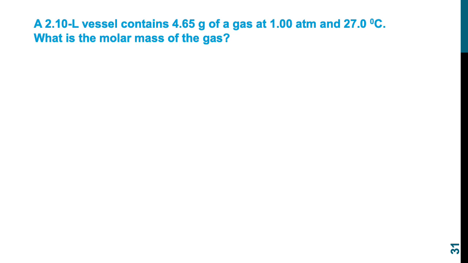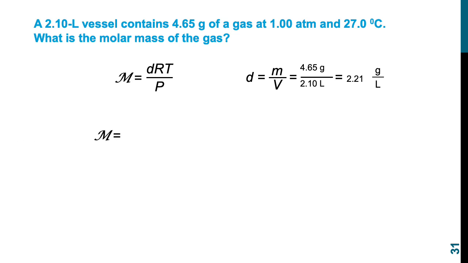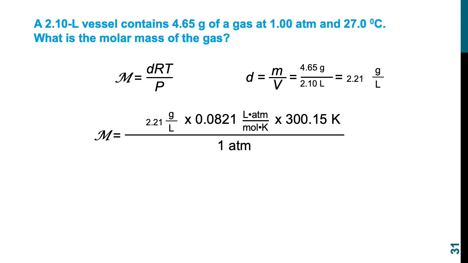This is an example to calculate the molar mass of the gas. A 2.10 liter vessel contains 4.65 gram of a gas at 1 atm and 27 degrees Celsius. So what is the molar mass of the gas? So we want to calculate the molar mass. So molar mass equal to density multiply with gas constant multiply with temperature divided by pressure. So density you can calculate from 4.65 gram divided with 2.10 liter. So you get density 2.21 gram per liter.